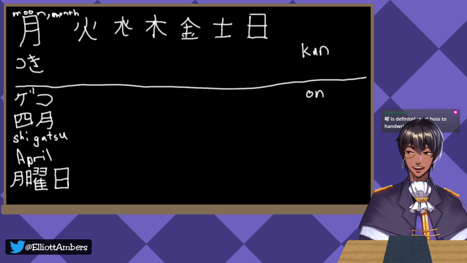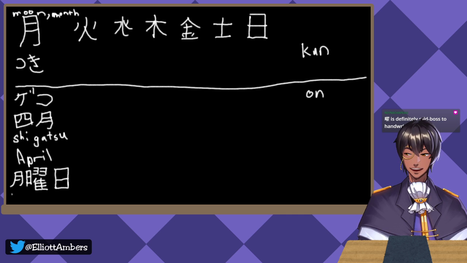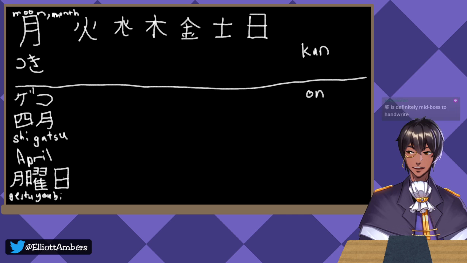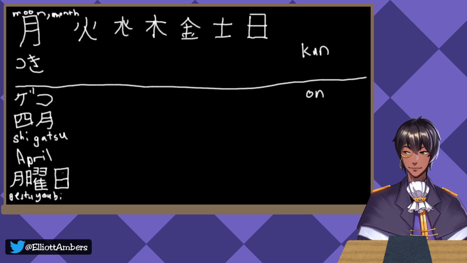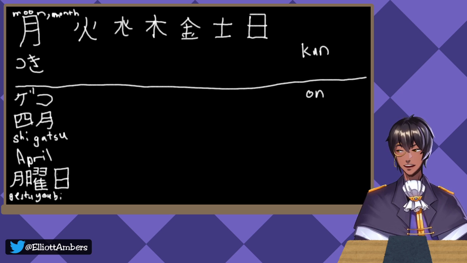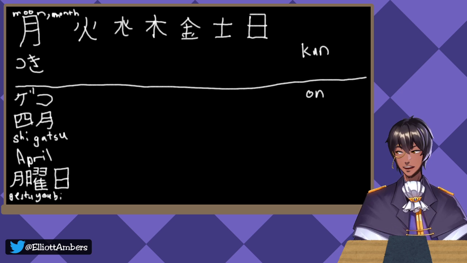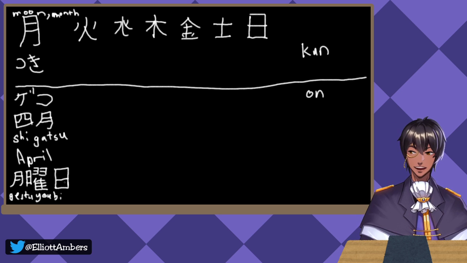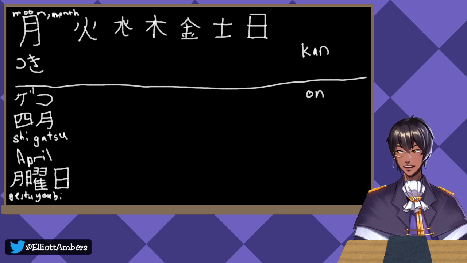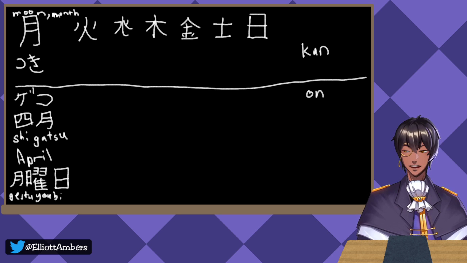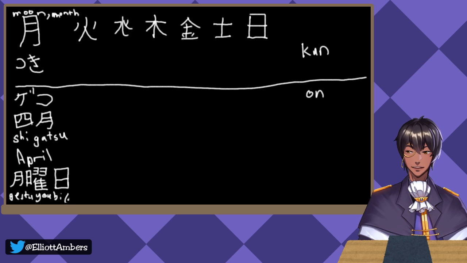Yobi. Yo is definitely a mid-boss. This is Getsu Yobi. And again, you can see the kanji for day is coming back here. So this is moon, weekday, or Monday. This kanji here in the middle represents just the weekdays in general, and this represents days. So Yobi is weekday. Getsu Yobi is Monday.